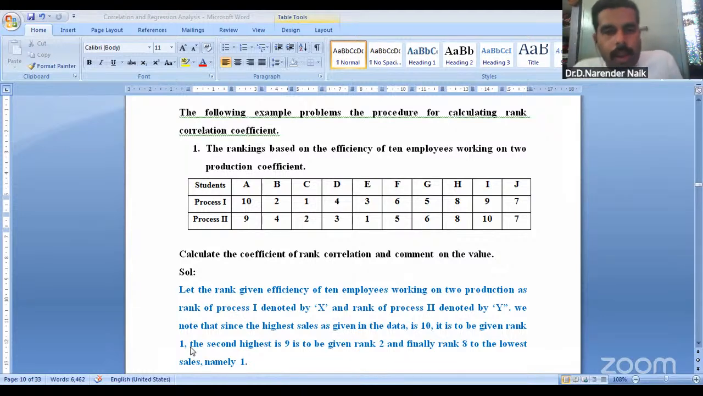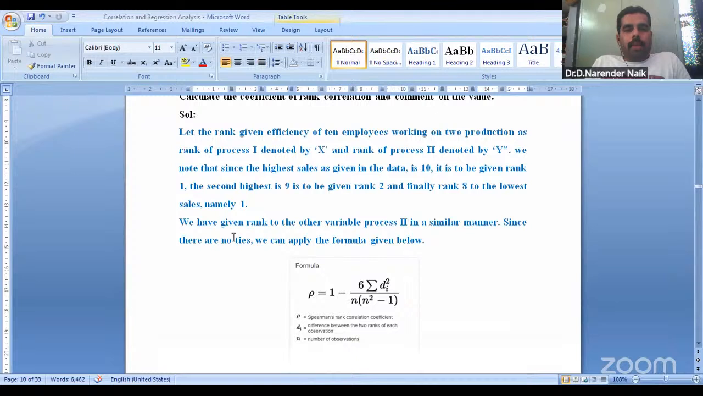So here the ranks are based on efficiency, that is employees A, B, C, D, E, F, G, H, I, J. 10 employees there. Process 1: 10, 12, 1, 4, 3, 6, 5, 8, 9, 7. Then process 2: 9, 4, 2, 3, 1, 5, 6, 8, 10, 7. Calculate the coefficient of rank correlation and comment on the value. So let the rank given to the efficiency of 10 employees working on two production processes, the rank of process 1 be X, and the rank of process 2 be Y.